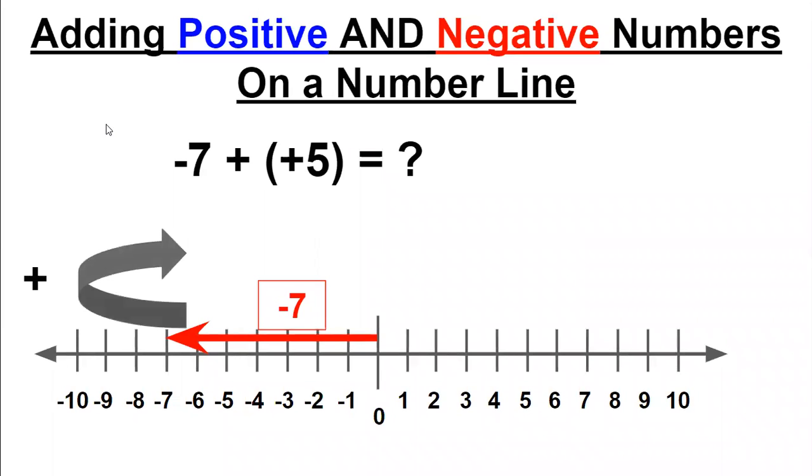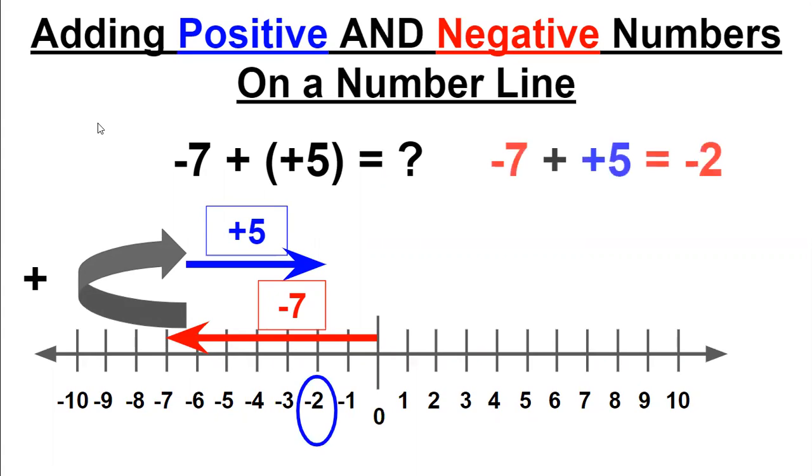So we're going to go backwards. How many? 5 backwards. We're going to land on negative 2. So negative 7 plus positive 5 is equal to negative 2.